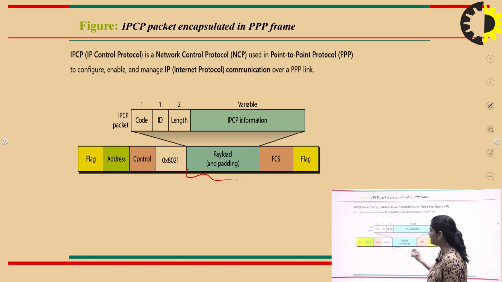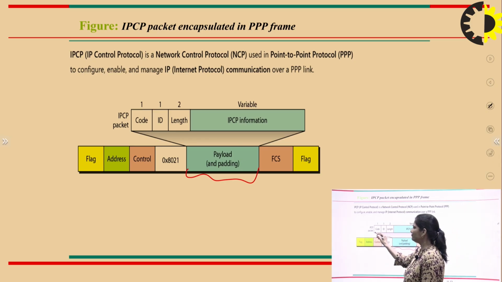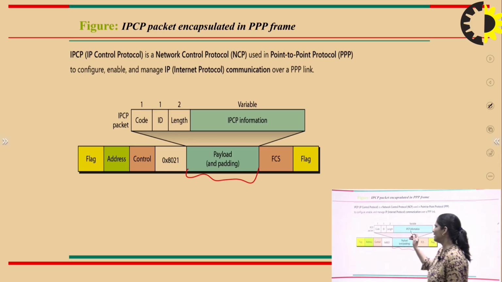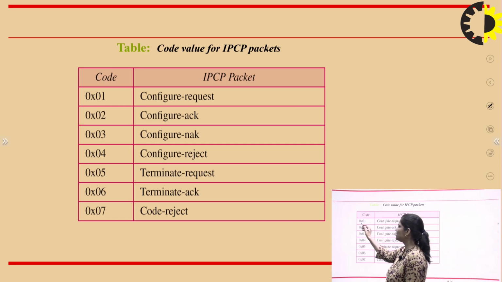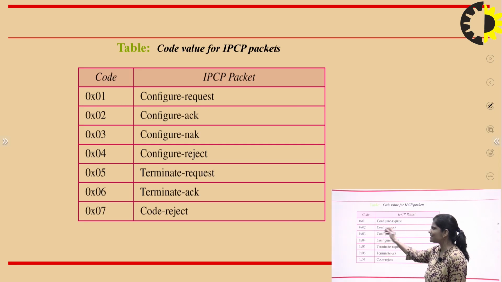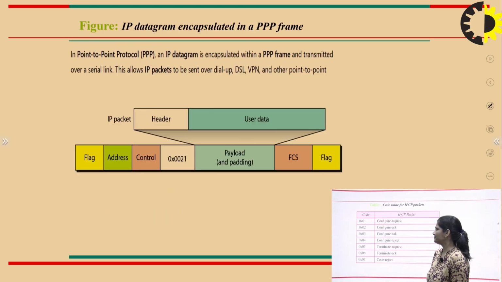Now for this payload, we have a format where we have a code, ID, length and IPCP information that is in the form of variable. Now these are the code values for IPCP. If we have a code 0x01, then configure request, 02 is configure acknowledgement, 3 is for not acknowledgement, 4 is for reject, 5 is for terminate request, 6 is for terminate acknowledgement and 7 is for code reject.